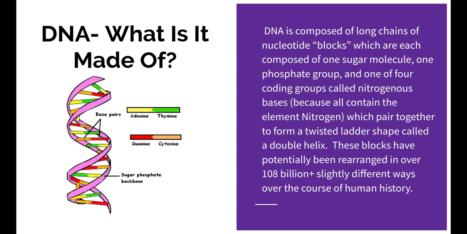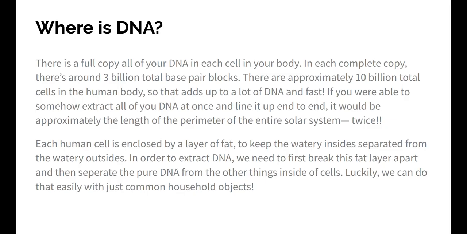DNA is composed of long chains of nucleotide blocks, which are each composed of one sugar molecule, one phosphate group, and one of 4 coding groups called nitrogenous bases, because all of them contain the element nitrogen, which pair together to form a twisted ladder shape that we call the double helix. These blocks have potentially been rearranged in over 108 billion plus slightly different ways over the course of human history. And the 4 nucleotide blocks are called adenine, thymine, guanine, and cytosine.